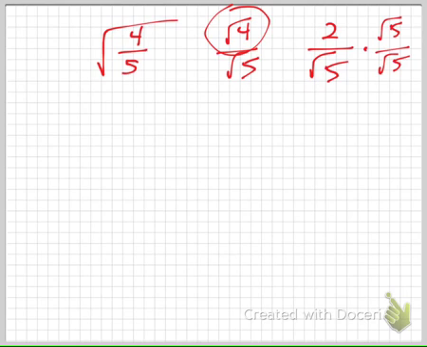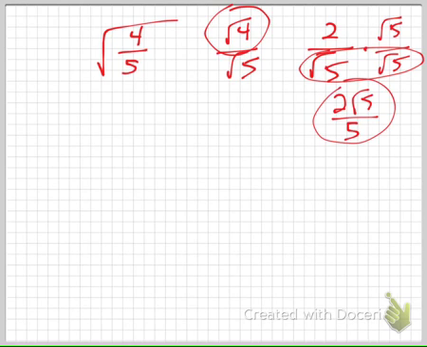That leaves me with what? What's the bottom going to be? What's the denominator going to be? 5. Square root of 5 times square root of 5 is 5, and then 2 times the square root of 5 is the top. And I'm done. Make sense? Okay.